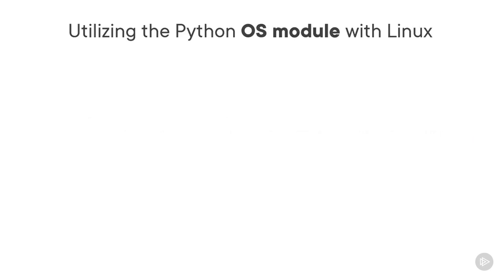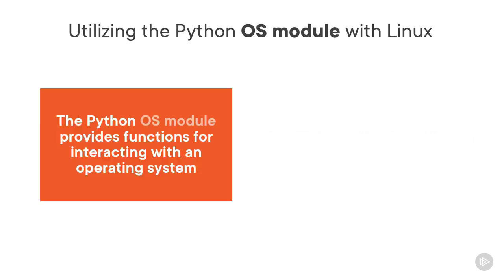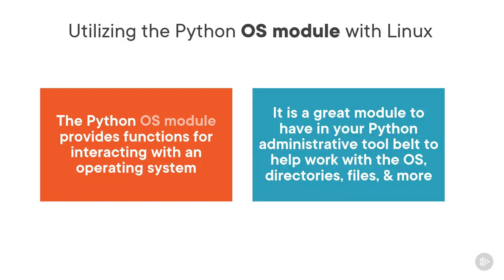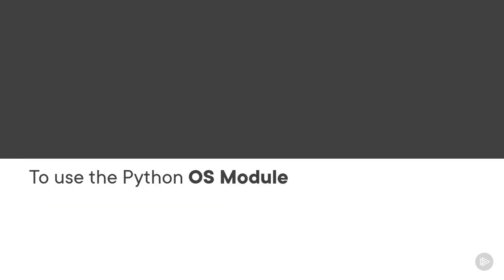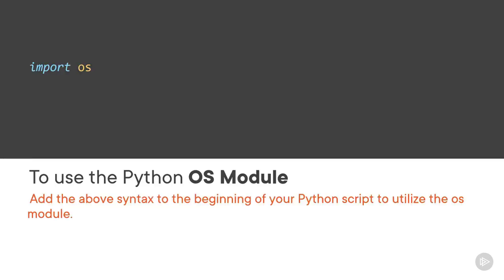Let's get started. So the first module I want to talk about is the OS module. And this module provides you a way to interact with your operating system. It's a great module to put in your tool belt, and it's going to help you work with the OS, directories, files, and more. To use this module, you're basically going to put import os at the beginning of your Python scripts. It's pretty simple. That means this is one of the standard modules that comes with Python that's already included.